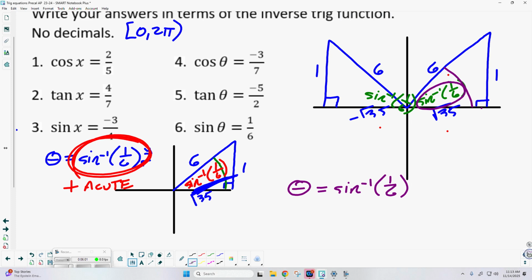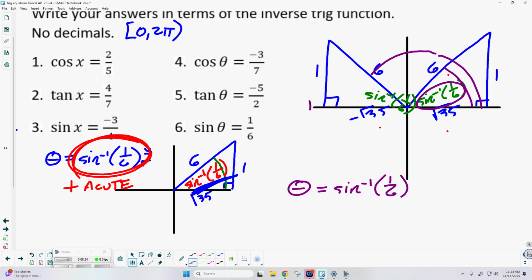Now, I want to start here, and I'm going to rotate over to the other hypotenuse. Okay, so we know we're in quadrant 2, but what would I use to write my expression? James, what do you think? Mason? There you go.